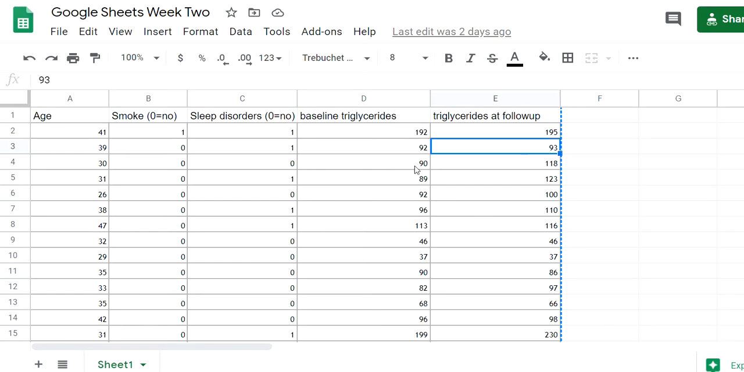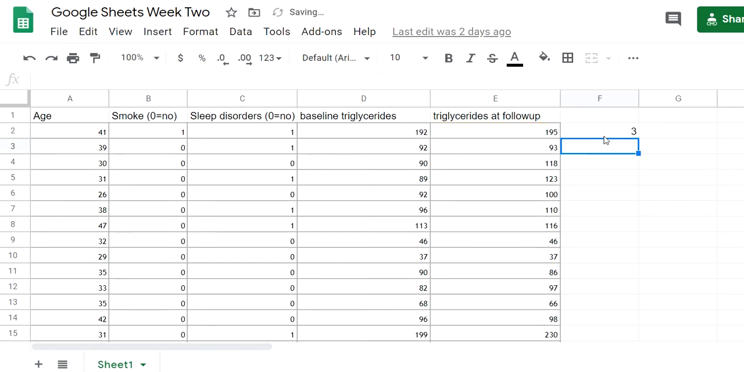This person, not much difference. This person, things went up by quite a bit. So what you want to do, instead of having to calculate each difference, is I'm going to type equals E2 subtracted by D2. See how E2 is this cell and D2 is this cell? When you tell Excel the cells, not the actual numbers, then hit enter.